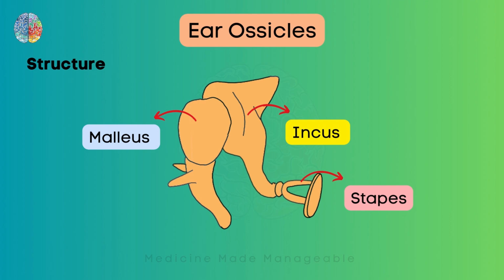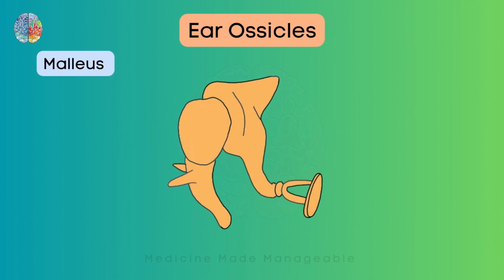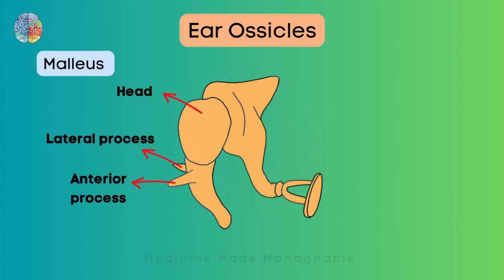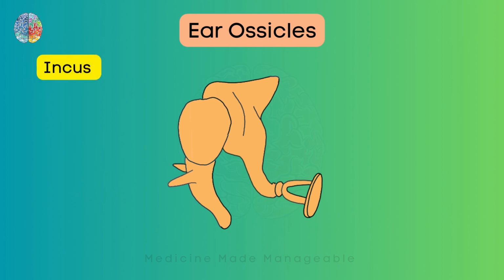Now let's see the parts of each of these bones. Starting with the malleus, here we have the head, then the lateral process, and then the anterior process. Then we have the manubrium, which is also called the handle of malleus. And finally, we have the tip of the manubrium, which is called umbo. An important one-liner that you should know is that the umbo is the most visible anatomical landmark of the tympanic membrane.